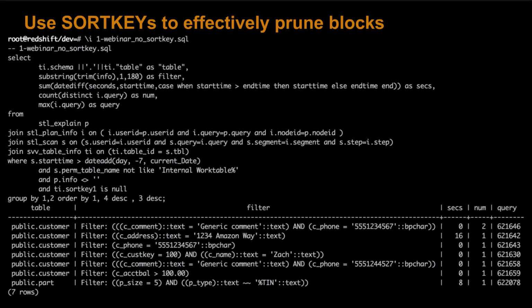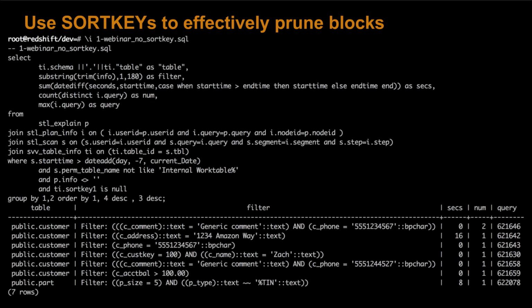This first query aggregates on a few tables: STL explain, STL scan, and SVV table info. What it does is identify tables which have been scanned with filter criteria but have no sort keys defined. We display a substring from STL explain info, and through that we're able to see the columns the table was filtered on, which allows us to determine how we'd like to go about sorting this table if we were to add a sort key.